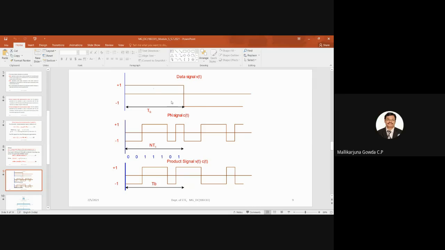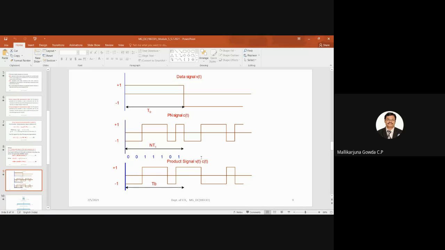Here the information bit, as I said, is a low frequency signal, right? That is why I have taken this as my bit duration. Means 1 bit duration takes this much time. But the pseudonoise signal is a high frequency signal, so its bit duration will be less, right? So in 1 bit duration, I have 7 bits of the pseudonoise signal. I just multiply those two and I get the spread signal.